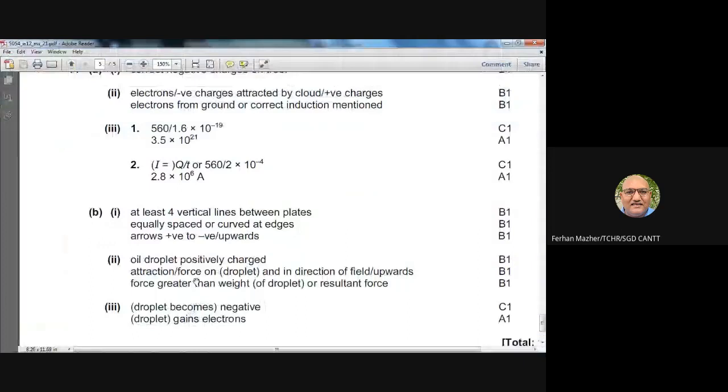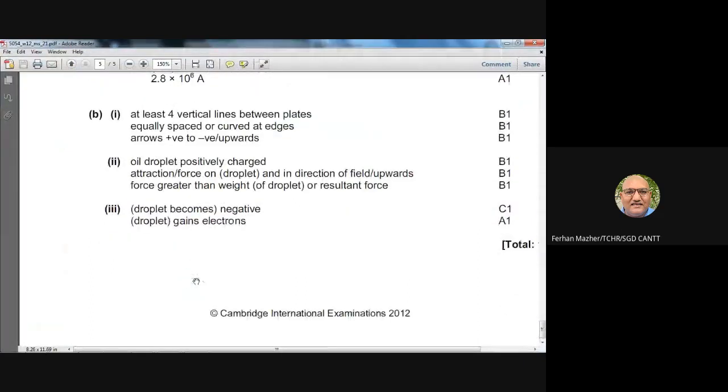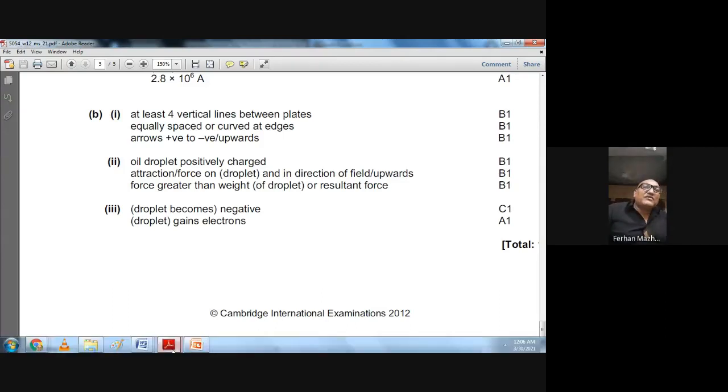So he says, B first part, at least 4 vertical lines between plates, equally spaced, curved at the edges. This is very important. It should be curved at the edges, with arrows from positive to negative, upward. So I hope you have understood this diagram. Let me move to the next question.